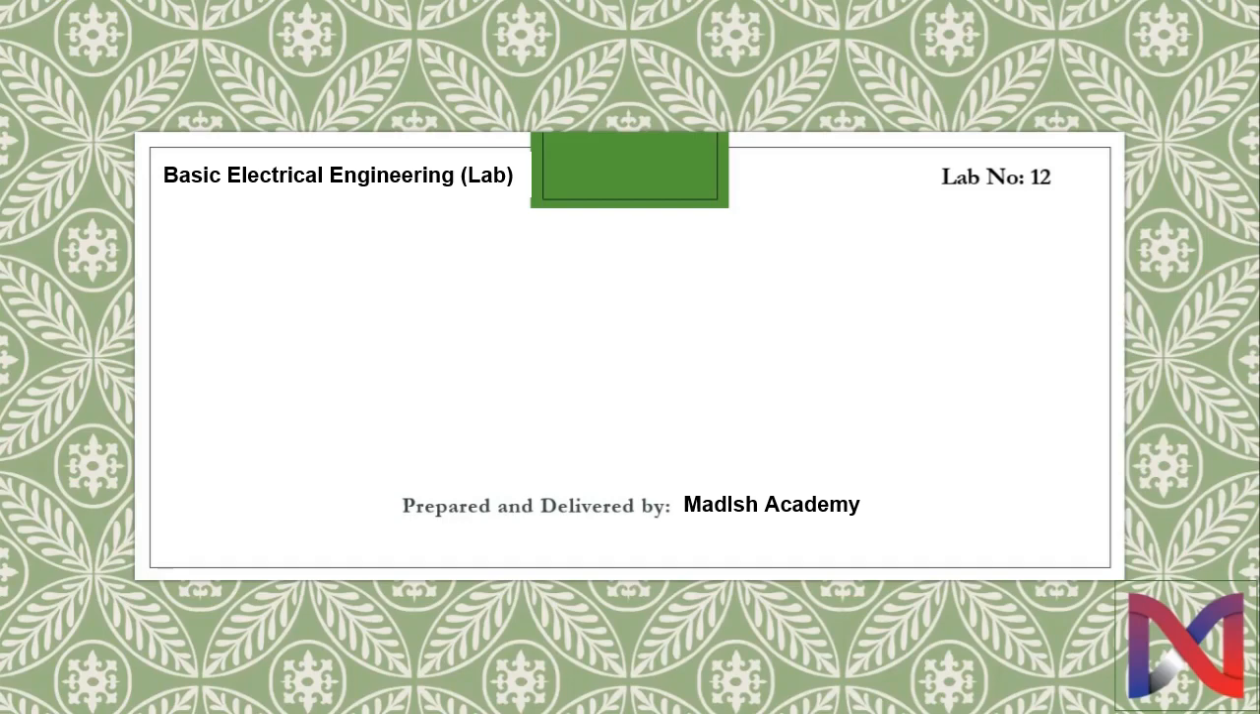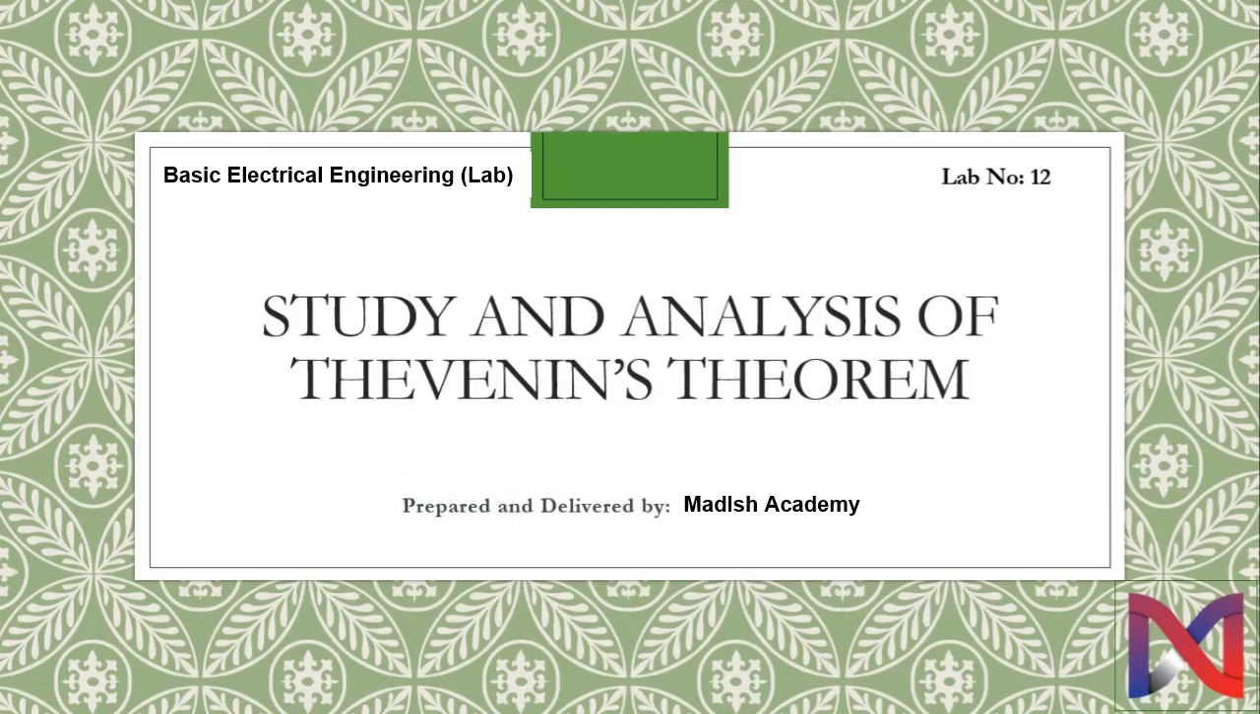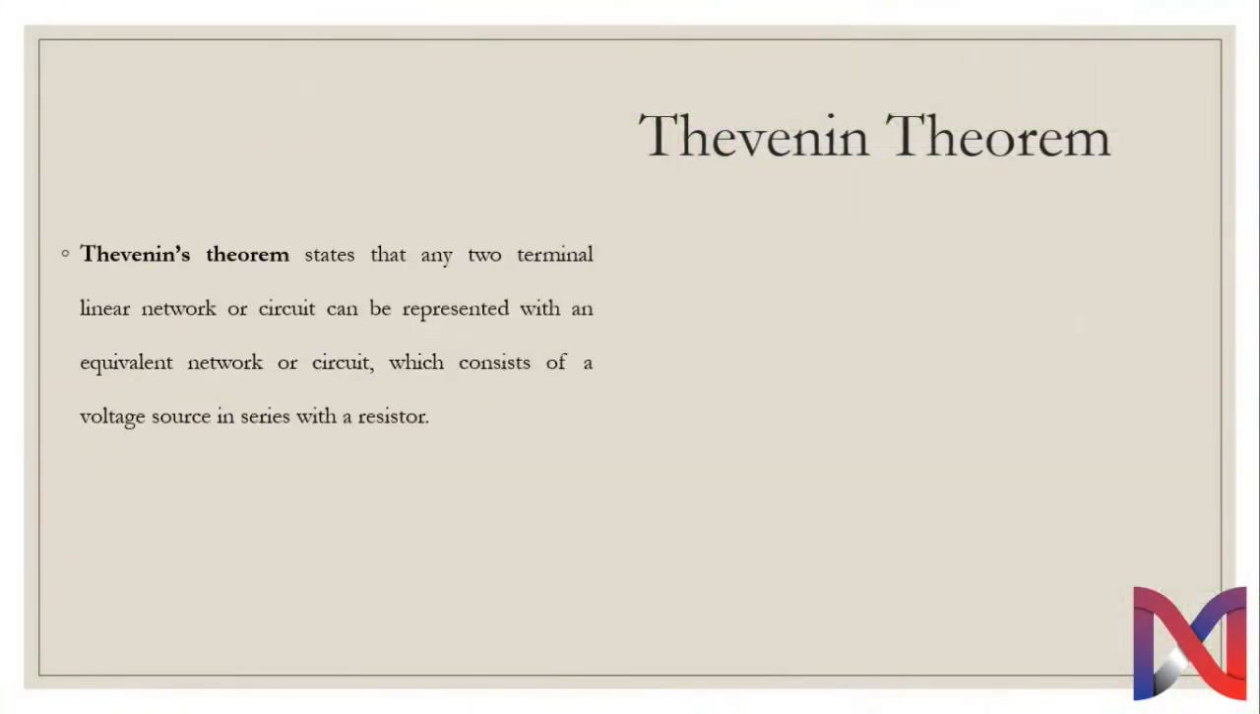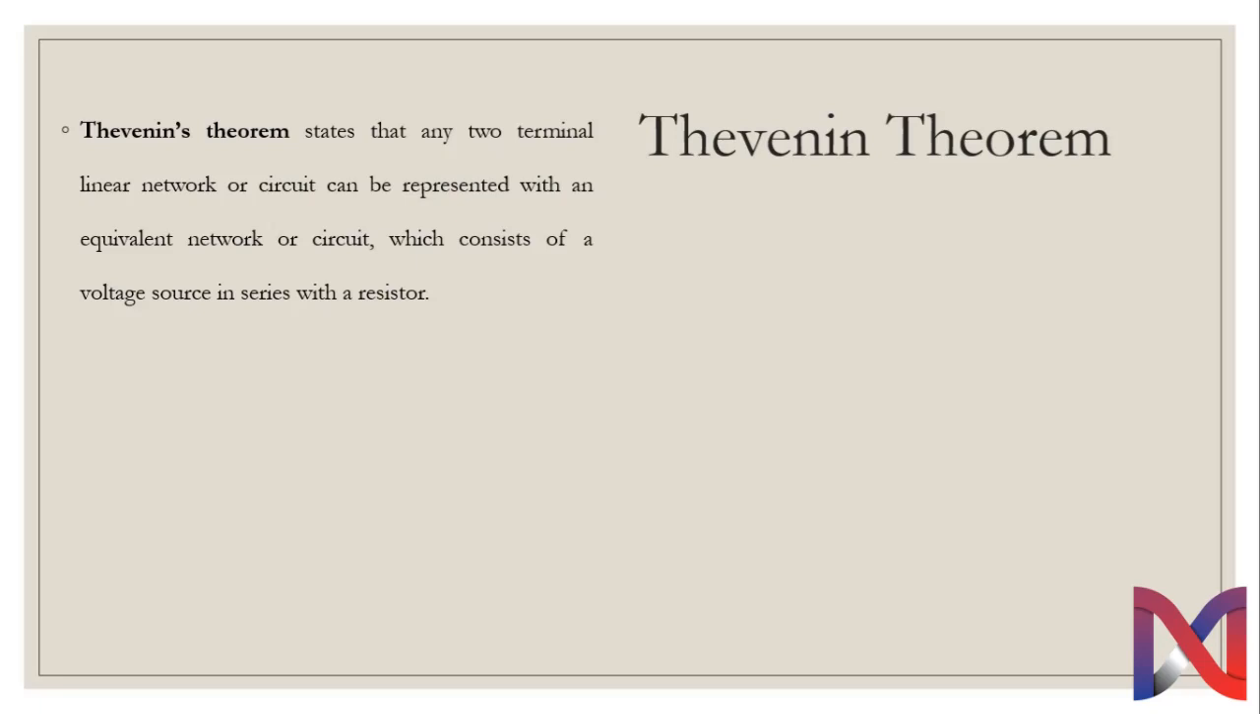Dear students, welcome. Today we will study and analyze Thevenin's theorem. Let's begin with its definition. Thevenin's theorem states that any two-terminal linear network or circuit can be represented with an equivalent network or circuit which consists of a voltage source in series with a resistor.